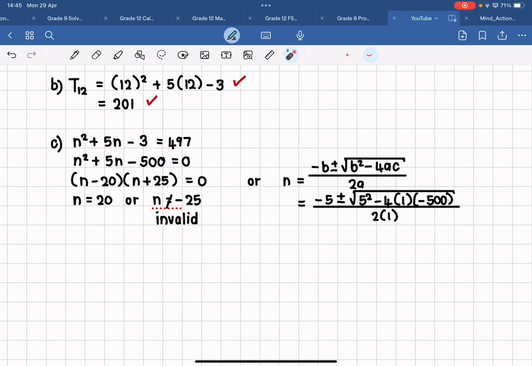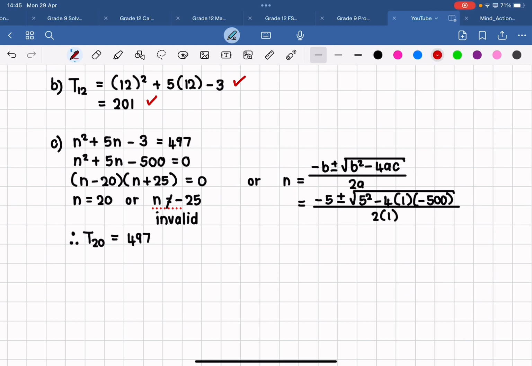But remember, in the context of this question, n is the term number. So that means that n can't be a negative number. So we have to say that for this question, negative 25 is actually invalid. So the answer is 20. So term 20 is equal to 497.